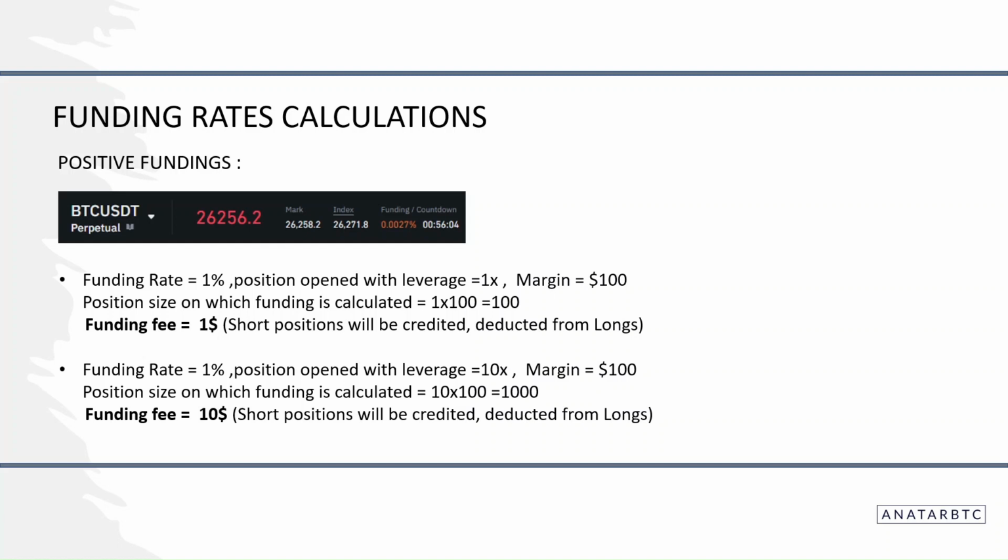Similarly, in the second example, suppose the funding rate is 1% only, and the position is now opened with a leverage of 10x, and your margin is still the same $100. So now your position size will be leverage multiplied by margin, that is $1,000. Although you opened a position with only $100, since your position size is $1,000, you will be charged funding fee on this $1,000. Since the funding rate is 1% only, you will be charged or receive $10 respectively.